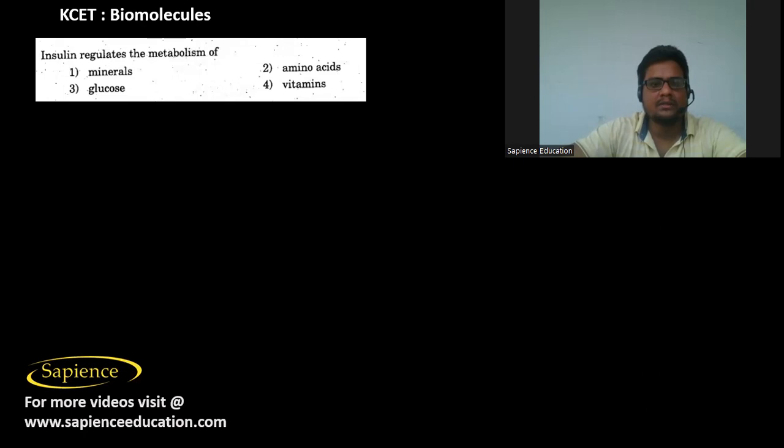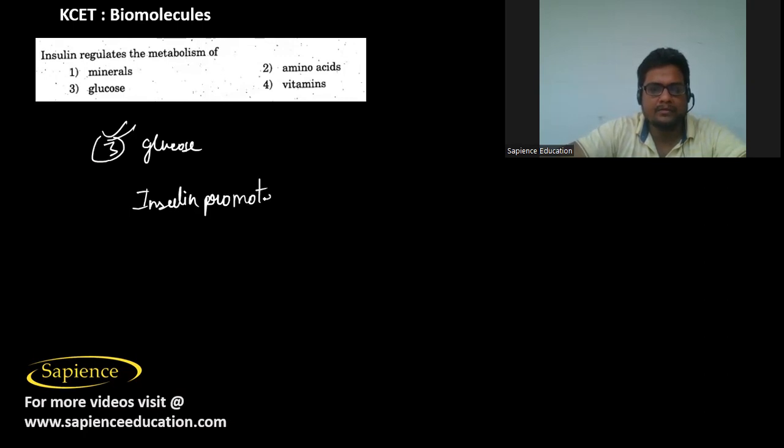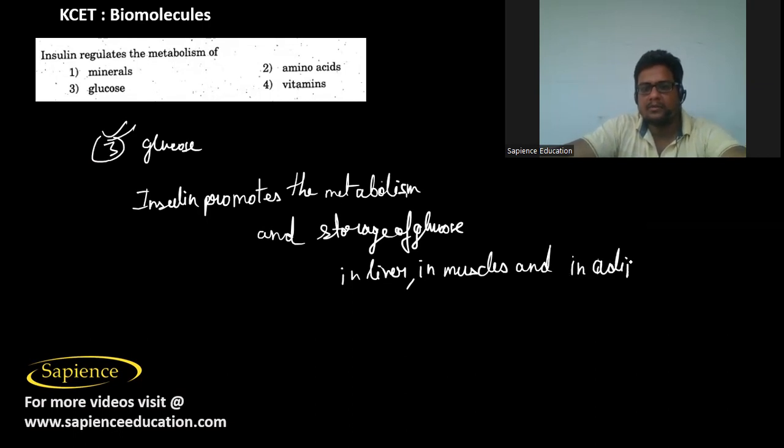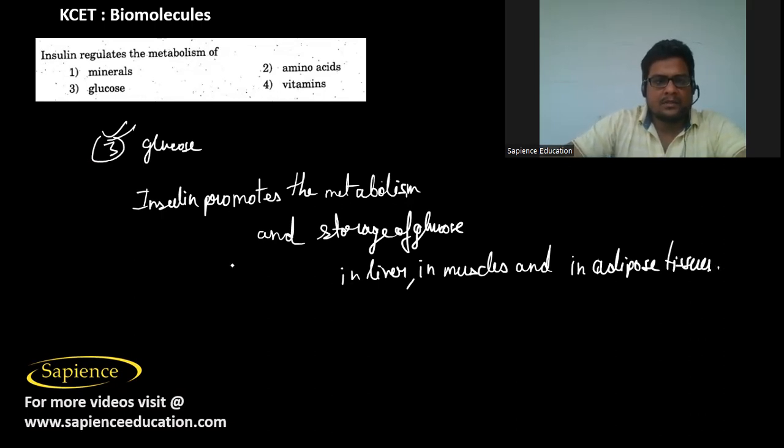Then here it is told insulin regulates the metabolism of. So insulin regulates the metabolism of glucose. So option 3 is the answer. The rule is that insulin promotes the metabolism and the storage of glucose also, the storage of glucose in liver, muscles and adipose tissues. So option 3 is the answer.